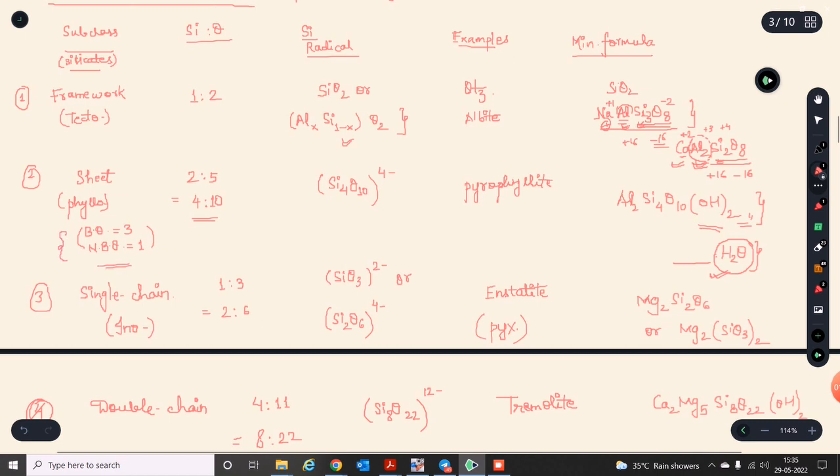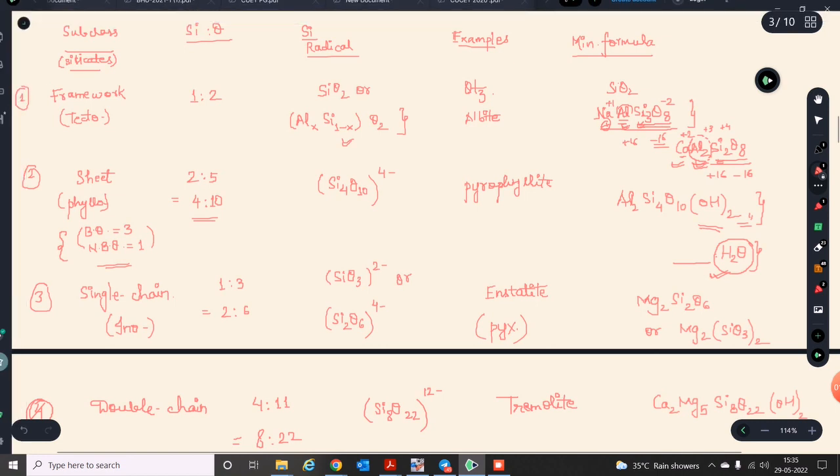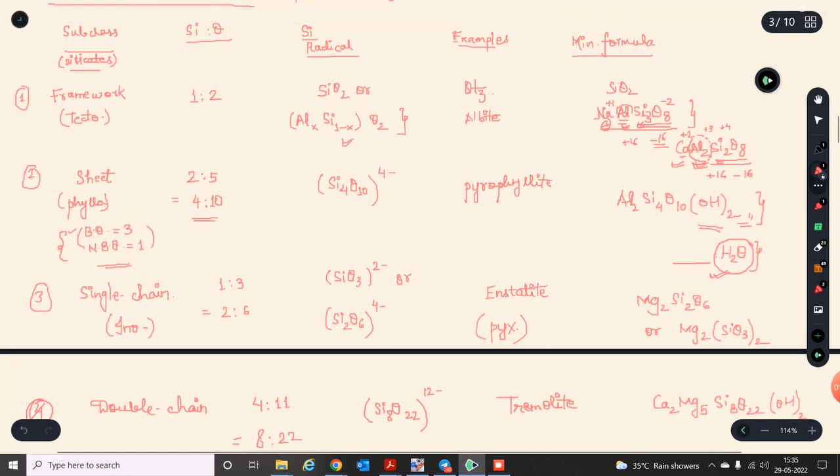Sorry. Yes, we are talking about per tetrahedra, only one tetrahedra at a time. Whenever we talk about shared oxygen, non-shared oxygen, bridging oxygen, non-bridging oxygen, we are always talking about one particular tetrahedra. Okay, one unit. So for one unit, there will always be SiO4, right? Out of those O4, 3 are shared, 1 is non-shared. So bridging oxygen is 3, non-bridging oxygen is 1.